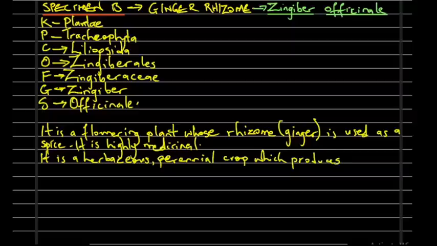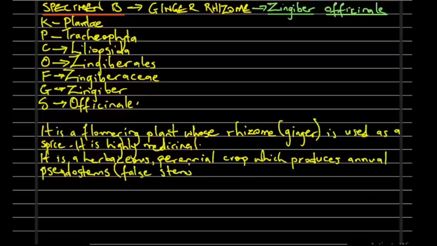Which produces annual pseudostems now. It produces annual pseudostems. What we mean by pseudostem there is the false stem. Yes, when we look at the body of a rhizome, particularly the ginger, it feels like it flakes up, particularly the stem of the plant. It flakes, so it peels gradually in layers. That is what we're actually talking about here.